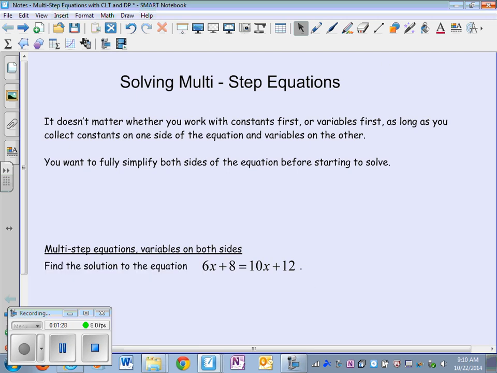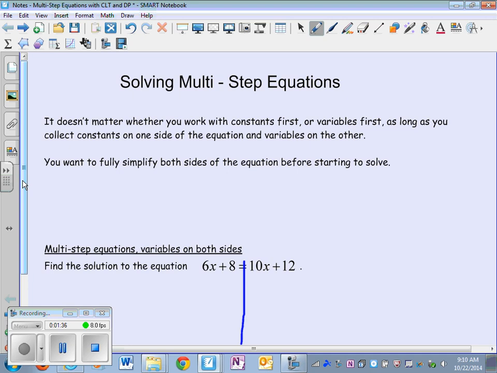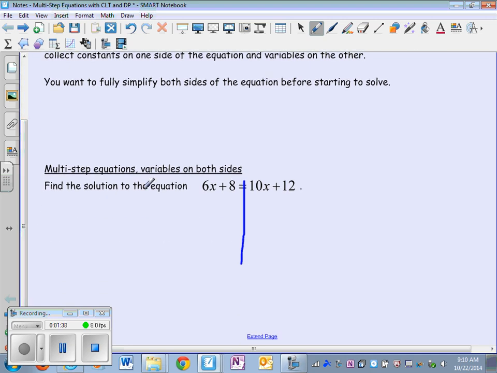So what I'm going to do is sometimes, and these are just little strategies that you don't have to use, but it might be helpful, I just break up my equation with a line. And I want to look and see what I have. 6x is a variable term. I'm just going to write v over top of it. 8 is a constant. Here's my line. 10x is a variable and 12 is a constant. So if you see, I have variables and constants on both sides. And I don't want that. I want them to be separated.